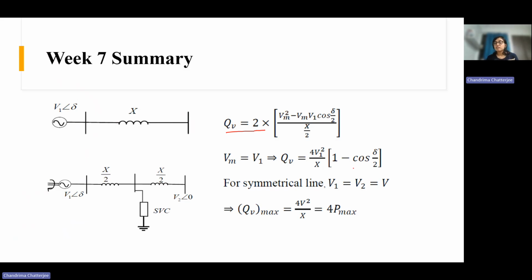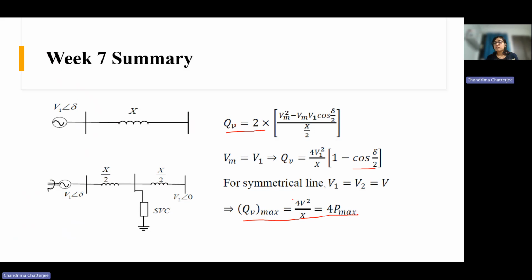If delta by 2 equals 90 degrees, then this is 0. The maximum value is 4V1 square by X. So this should be the reactive power limit, or the power rating of the SVC, if we want to increase the steady state power to twice the previous value.